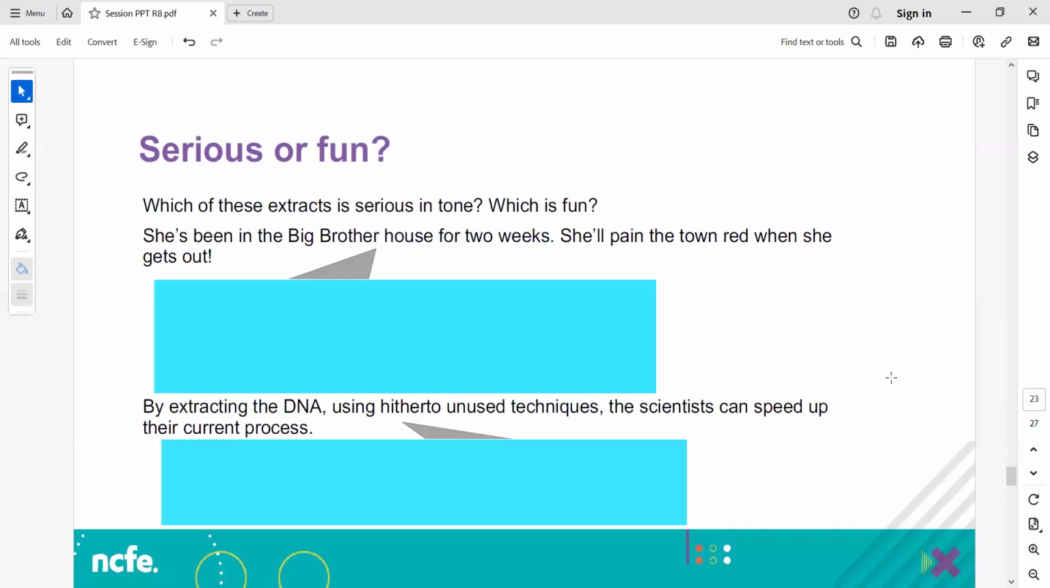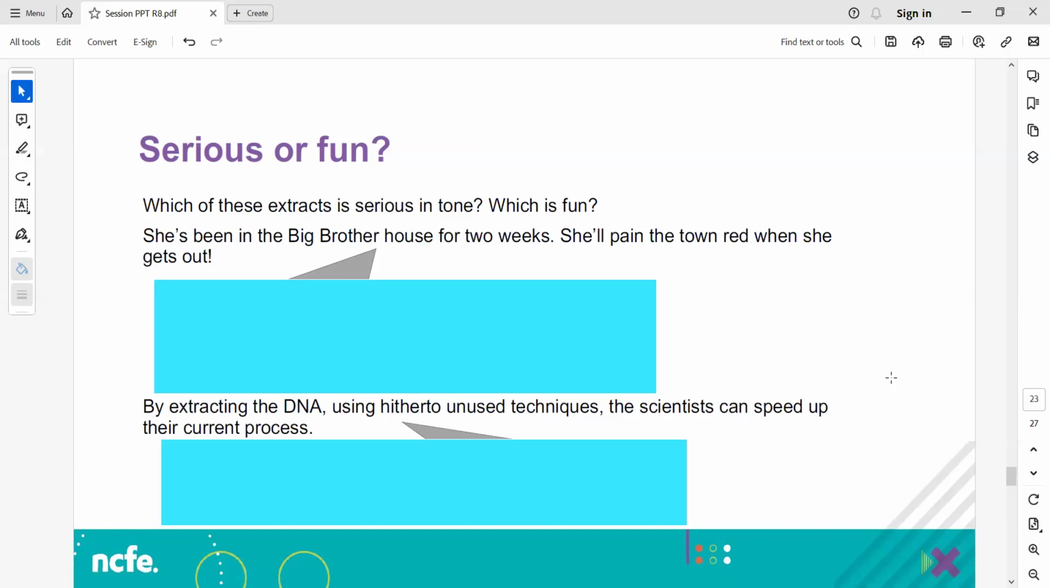Okay, which of these is serious, which is fun? "She's been in the Big Brother house for 2 weeks. She'll paint the town red when she gets out." And then the other sentence: "By extracting the DNA using hitherto unused techniques, the scientists can speed up their current process."